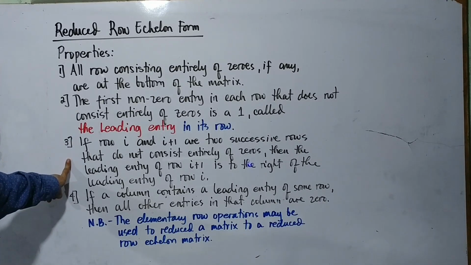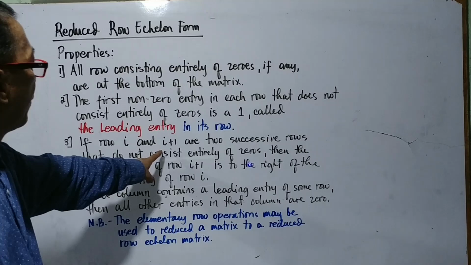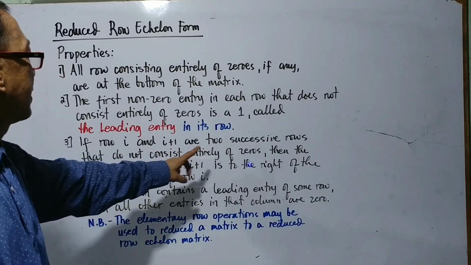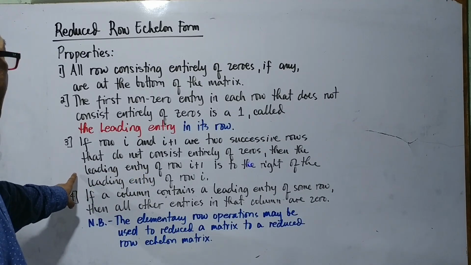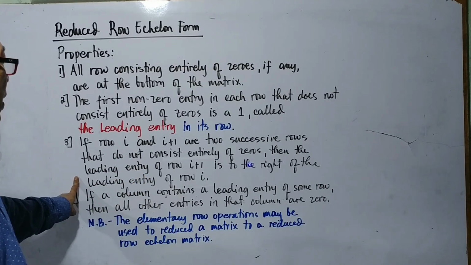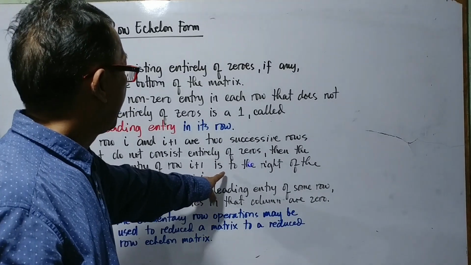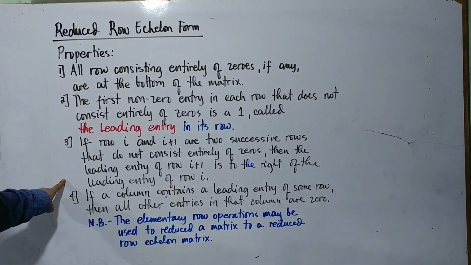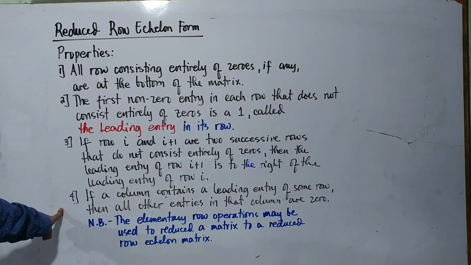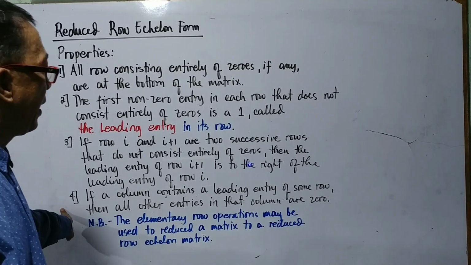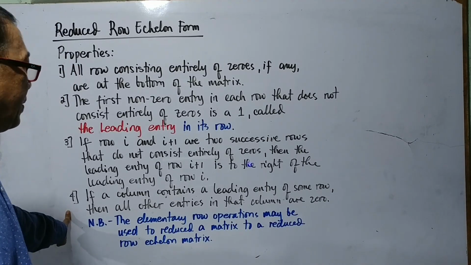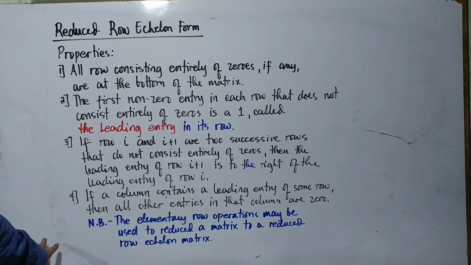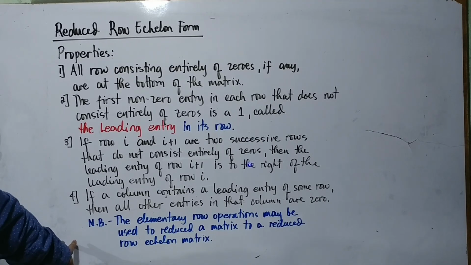Number 3 property, if row i and row i plus 1 are two successive rows that do not consist entirely of zeros, then the leading entry of row i plus 1 is to the right of the leading entry of row i. And the last property, if a column contains a leading entry of some row, then all other entries in that column are 0. Nota bene, meaning take note.